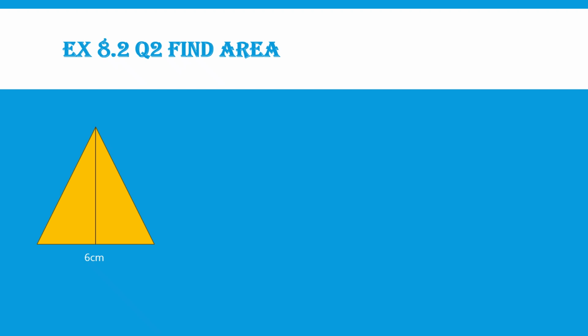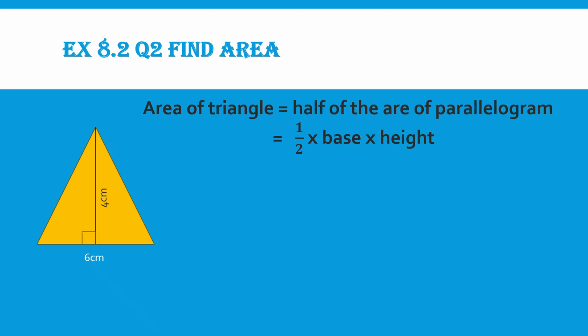The altitude or height, which makes a right angle with the base, measures 4 centimeter. We need only these two measurements, base and height. The formula is: area of a triangle is equal to half of the area of a parallelogram. It means half of the area of a parallelogram, which is base into height. So we will just divide the area of the parallelogram by 2 to get the area of a triangle. So the formula is 1 by 2 into base into height.